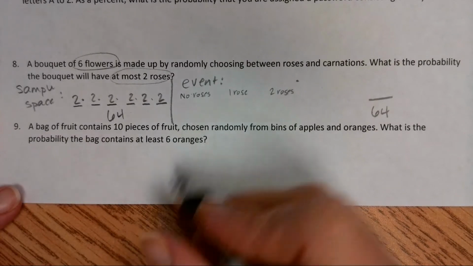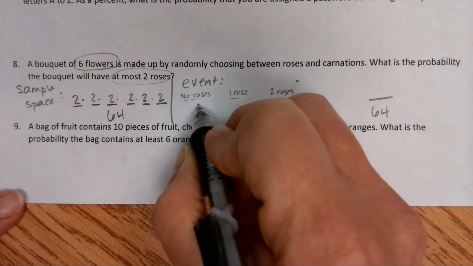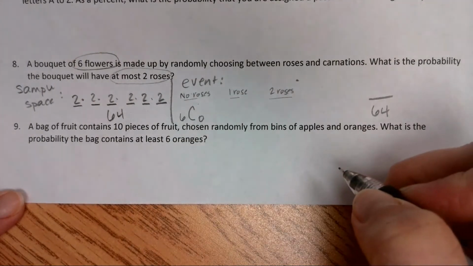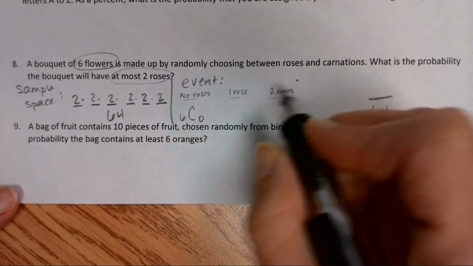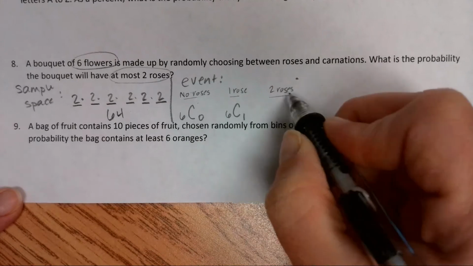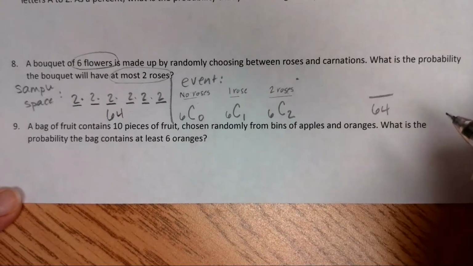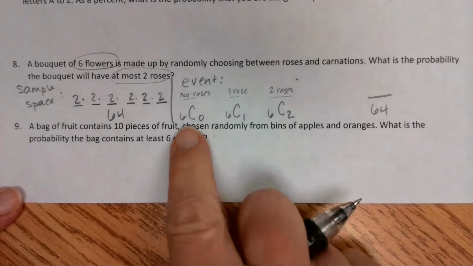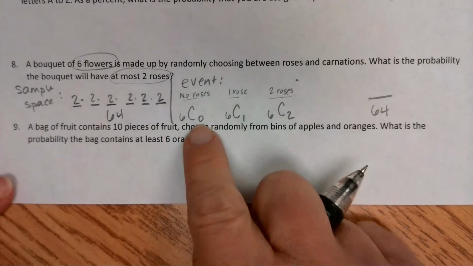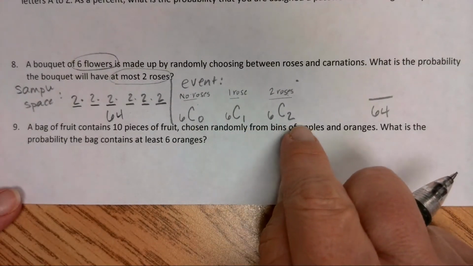So I can do a combination for each of these. With no roses, out of my 6 flowers, none of them are roses. For 1 rose, out of my 6 flowers, 1 of them is a rose. And then for my 2 roses, out of my 6 flowers, 2 of them are roses. So here I do a combination because I'm looking at the full bouquet together, and this is how many roses I have out of those 6 flowers from each one.